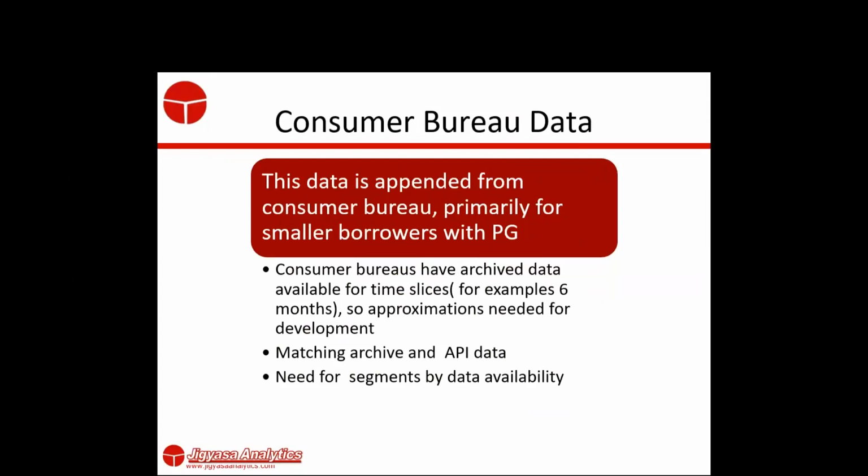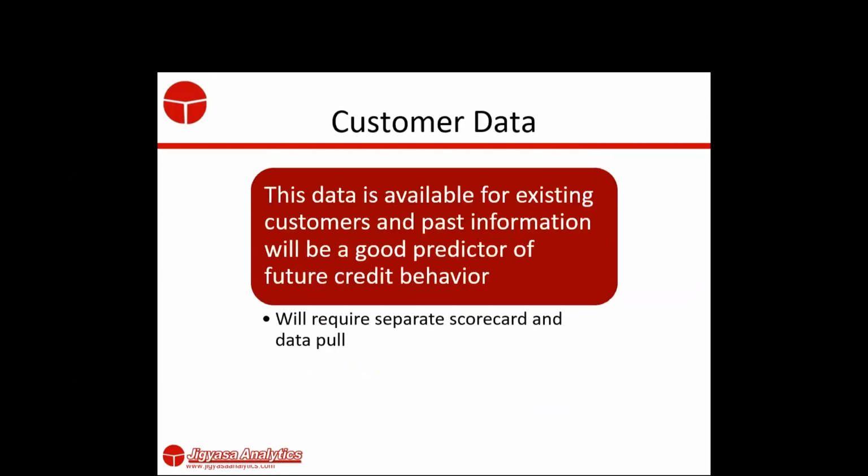And you might need to segment by data availability if you are selectively choosing to get PG, maybe the commercial consumer data only for PG cases or smaller loans. So you might not have all this data available for everyone. So you have to design your models and segments accordingly.